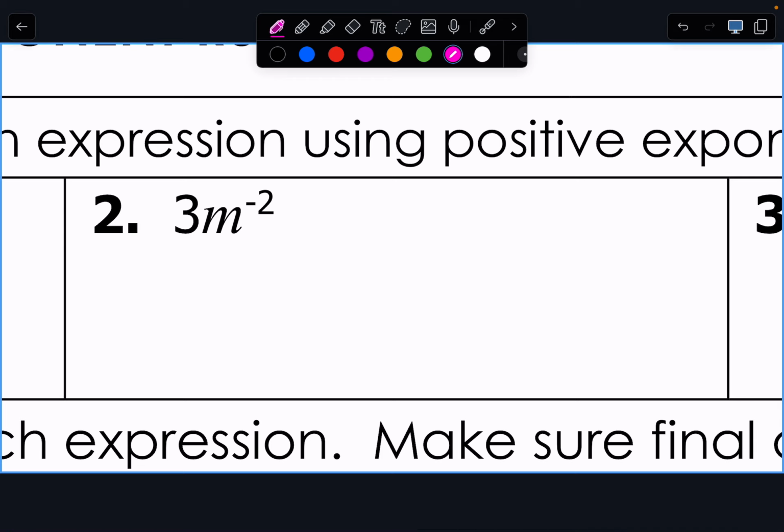In number 3, who has a negative exponent? Only a has a negative exponent. Negative 7 is just negative 7. It has technically a positive exponent, right? We're not going to write it. B has a positive exponent. But since a has a negative exponent, we have to move it across the fraction bar to the other side where it becomes positive.